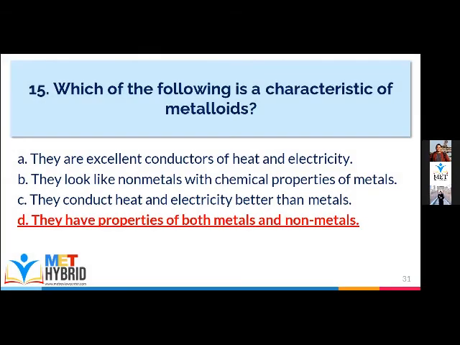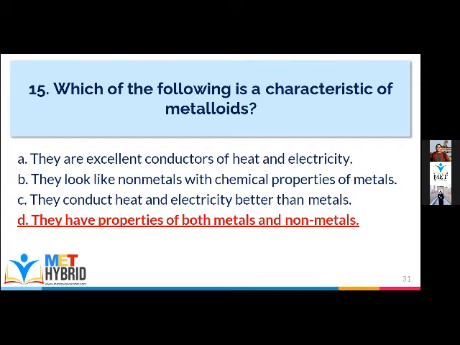So number 15, the answer is letter D. They have properties of both metals and non-metals. That's why they are called metalloids, loid meaning they are metal-like, but they are not completely metal. So they are an intermediate between your metals and non-metals. So A is wrong because they are very poor conductors of heat and electricity. They are not excellent conductors of heat and electricity.